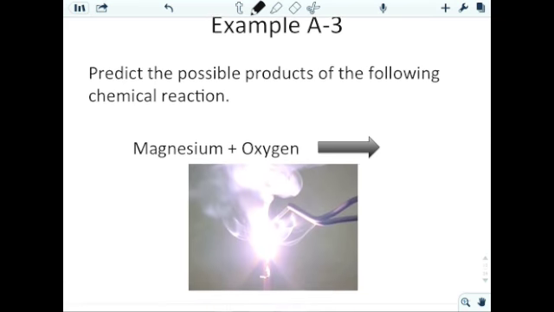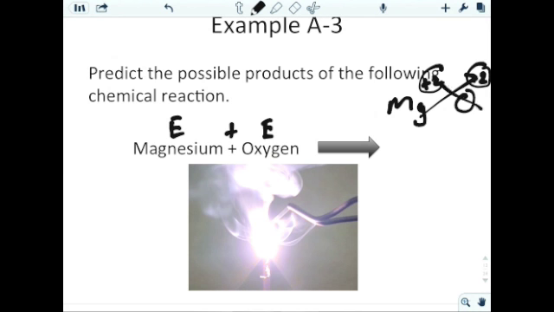Last example, it says predict the possible product for the chemical reaction. We have magnesium and oxygen, so an element plus an element. When we see that, synthesis. So it's magnesium bonded to oxygen in a compound. So anytime we bond this up, it's ionic. We need to crisscross, which magnesium is going to be our +2. Our oxygen is going to be our -2. So we crisscross the 2's, and it's a 2-to-2 ratio. It can be reduced down to a 1-to-1 ratio, which is magnesium oxide.